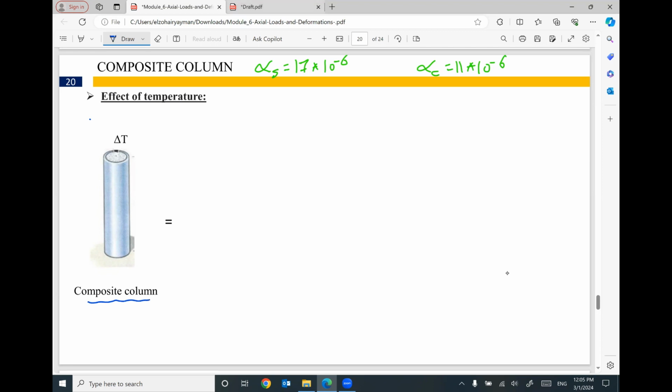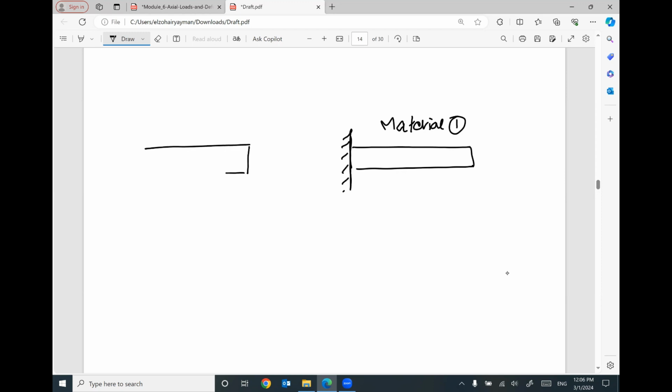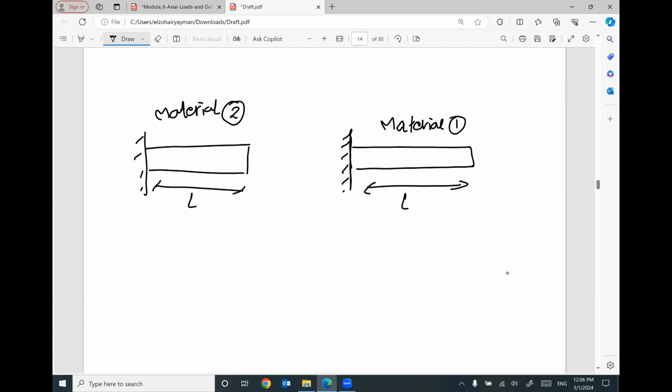Before starting, I would like to highlight a point. If we have a member from material number 1 supported from one end and free from the other end, and we have another material with the same length, but material number 2, both of them under the effect of a change of the same temperature, which material will expand more than the other material?